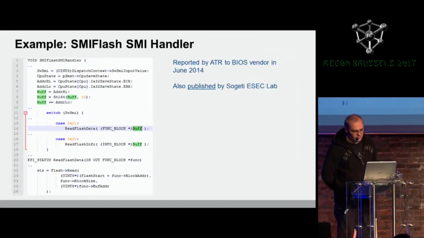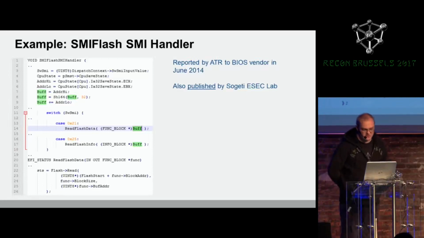There was another example of an SMI pointer vulnerability found by ATR and then published by the Sogeti ESEC lab. The vulnerability is pretty similar to what we found. It reads the buffer from the general purpose register and passes the buffer to the function ReadFlashData. In ReadFlashData, it uses the function read, and you control the offset of the destination, the source, and the size. In this case, there are no checks on where the address will be, so if your address is in SMM, you can dump, read and write SMM.